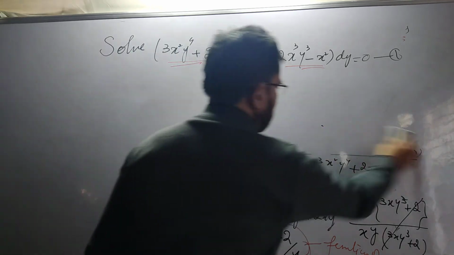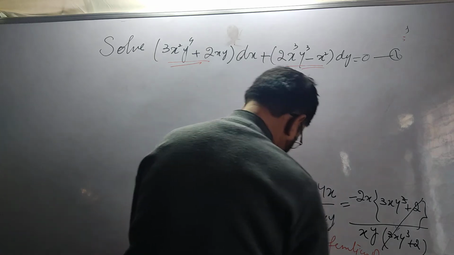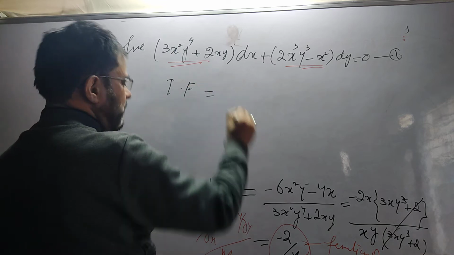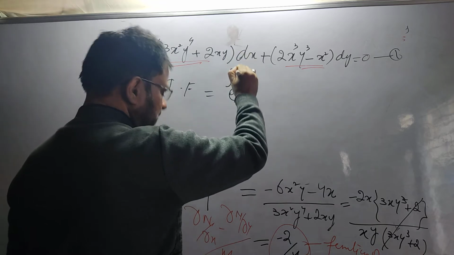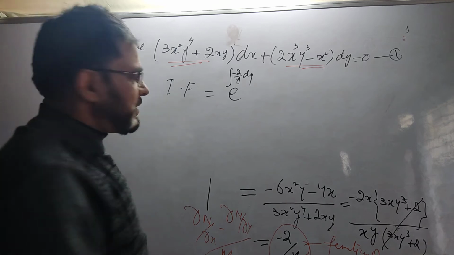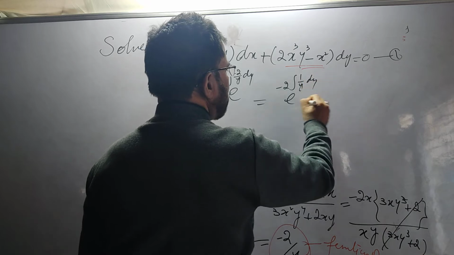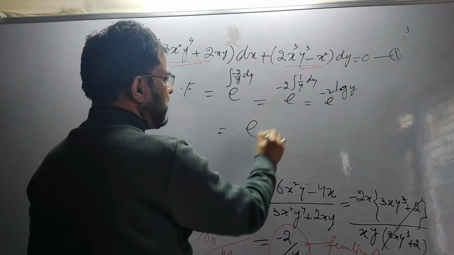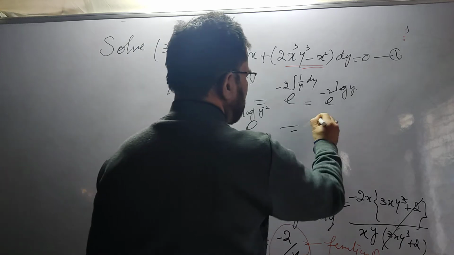So what will be the integrating factor as per our rule? Let it be there. According to rule number 4, the integrating factor is e raised to the power integral of minus 2 by y dy. What is this? This is e raised to the power minus 2 integral of 1 by y dy, which is e raised to the power minus 2 log y. And this comes to be e raised to the power log of y raised to the power minus 2, that is y raised to the power minus 2 only.